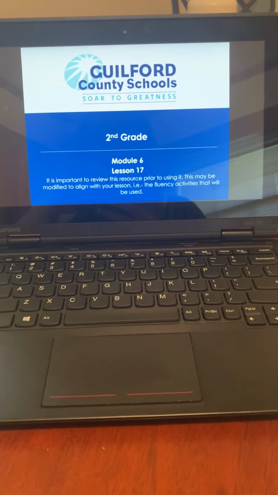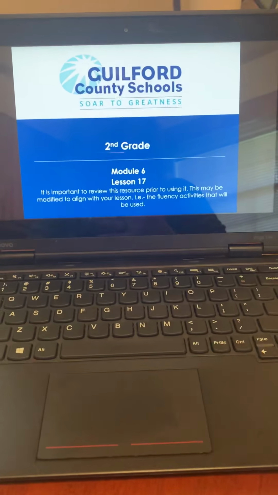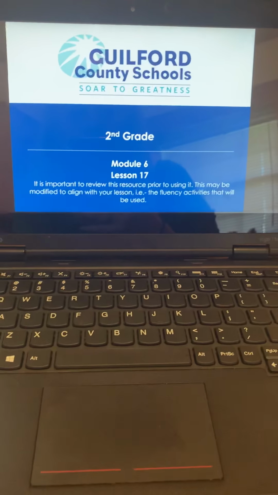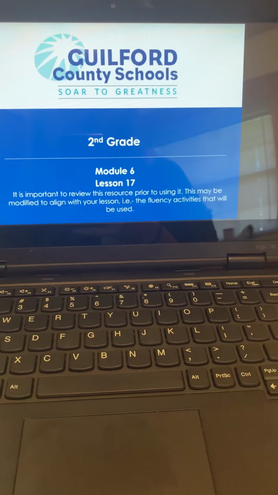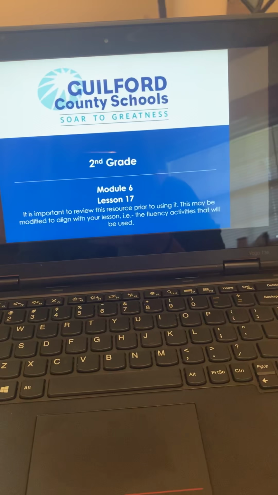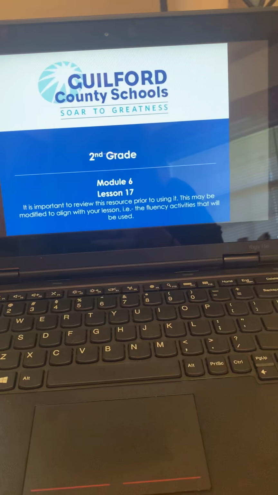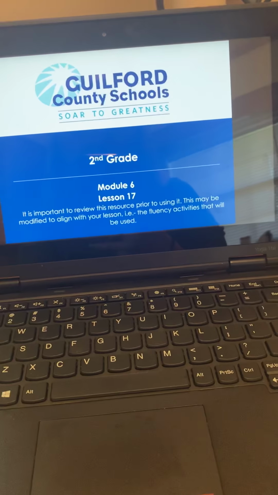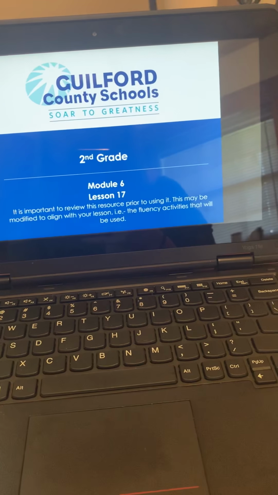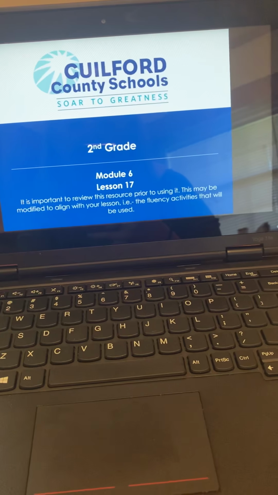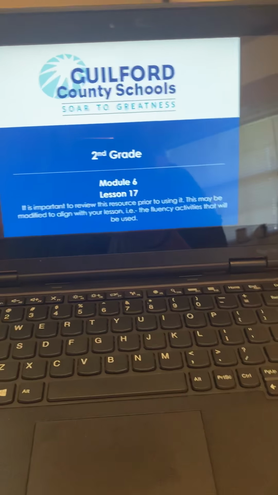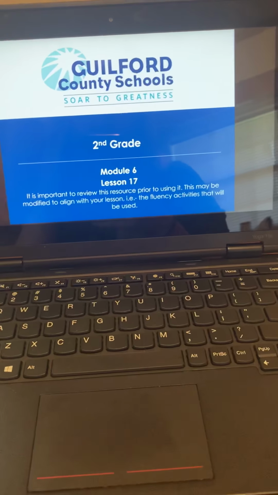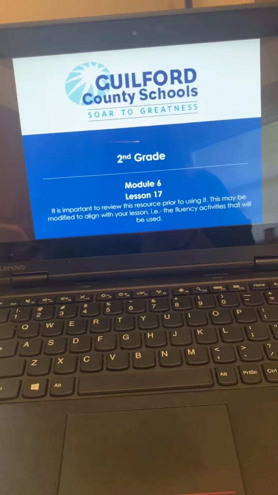Hi, second graders. So we are going to be doing lesson 17 today in math, and y'all should remember doing this lesson last week, maybe the week before. So this is a lesson that we've already done, but we decided as a second grade team, the teachers decided that this would be best if we do some review lessons and lessons that we've already done, since this is a new way of having school.